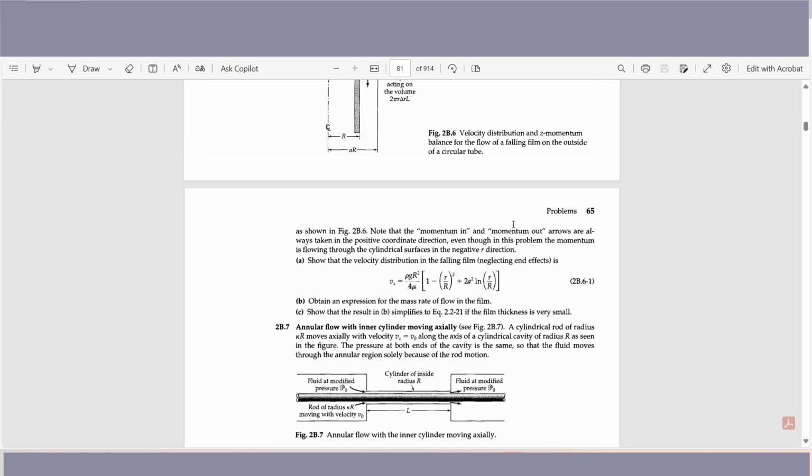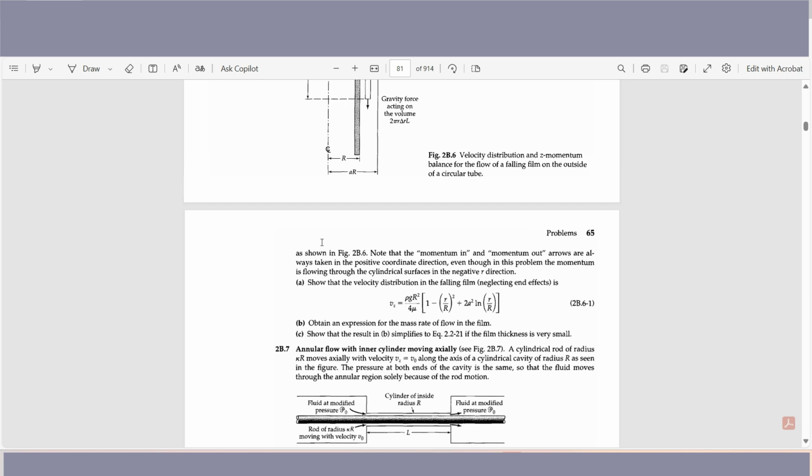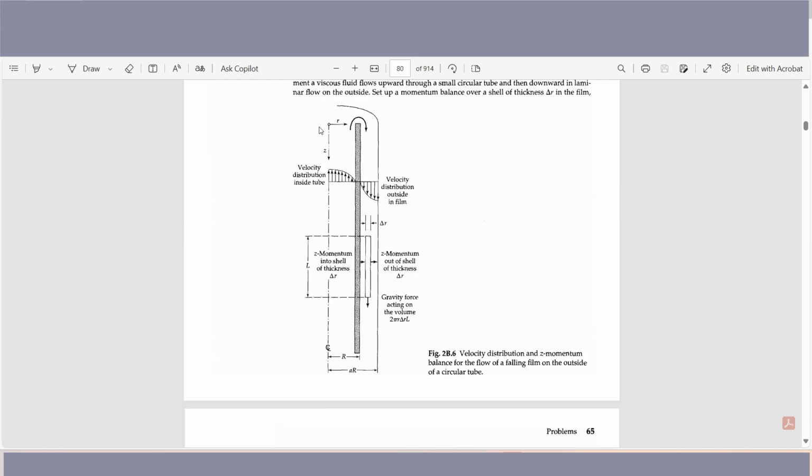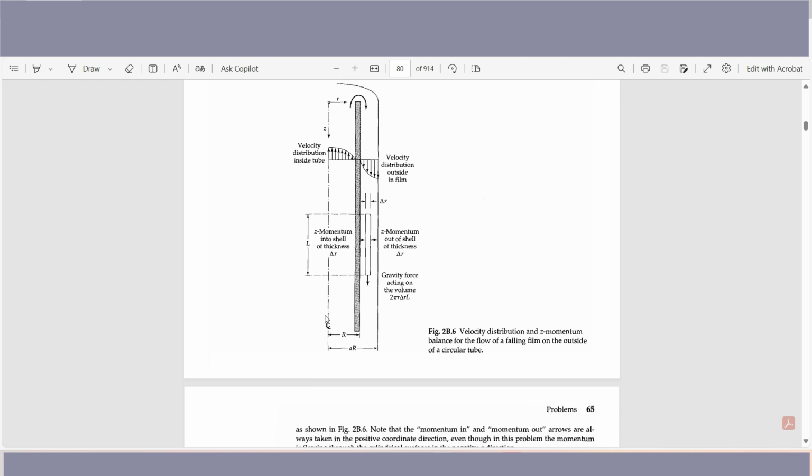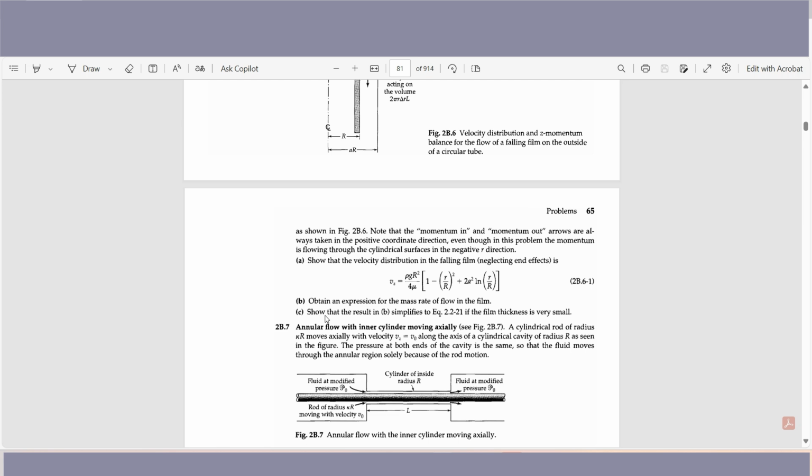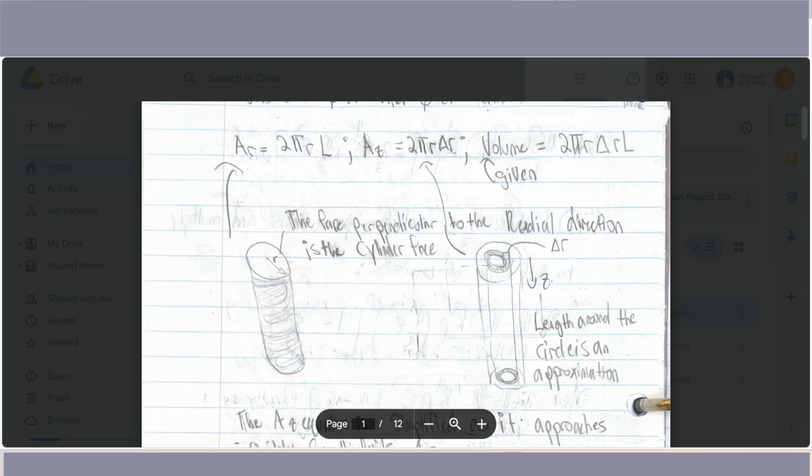Note that momentum and arrows are always taken in the positive coordinate direction. So that would be this direction, high to low. The first part is just asking for the velocity distribution. So let's get to the problem then.